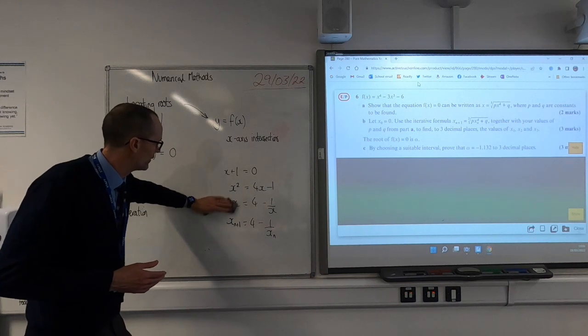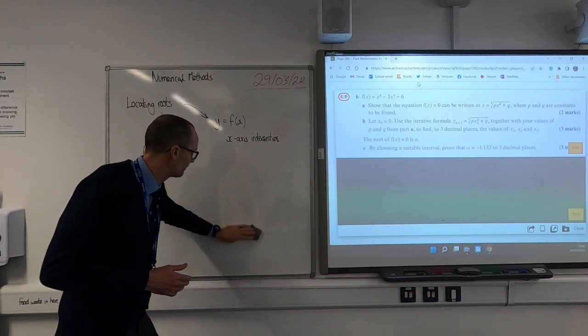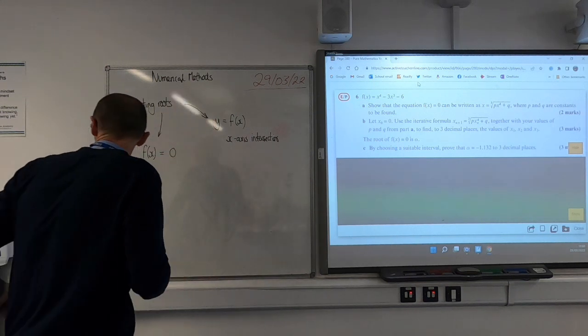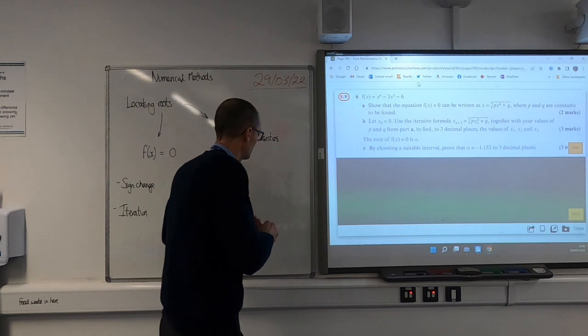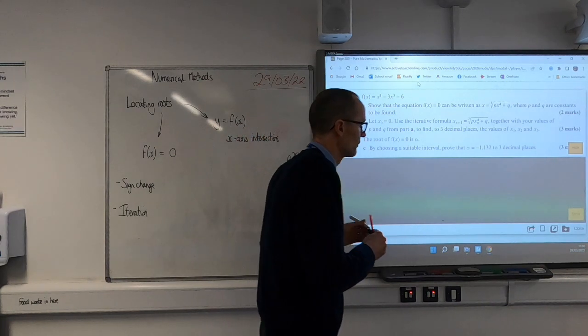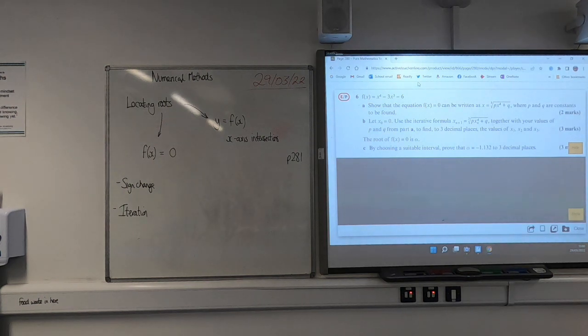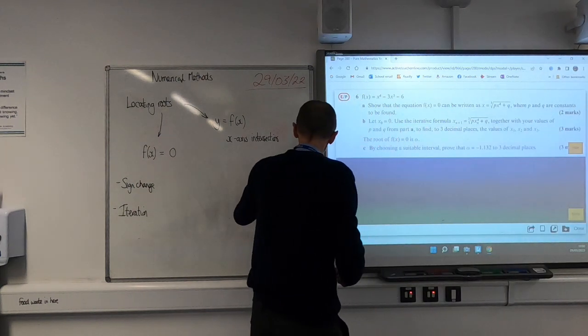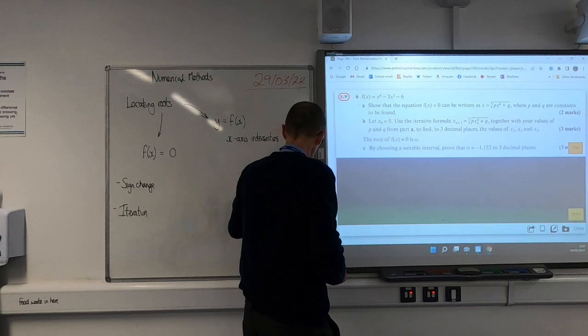So you've got to do a bit of algebra first, get the x cubed on its own, and then cube root it. Suggest we do 6 and 8 now, and that leaves number 7 for you to try at home.